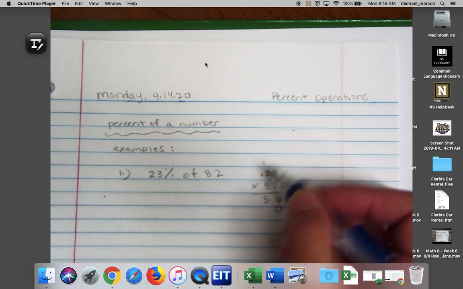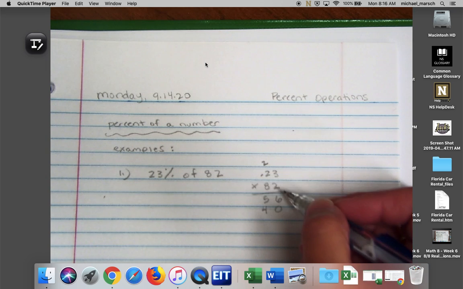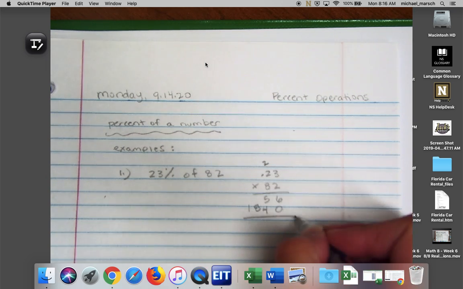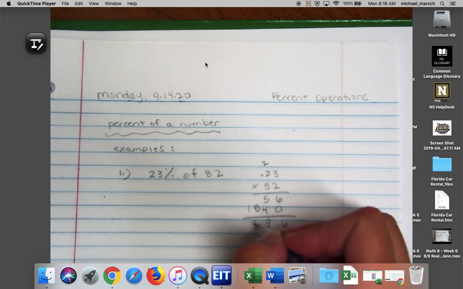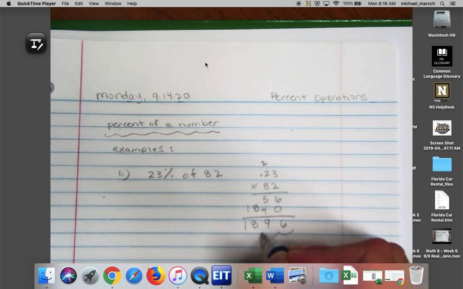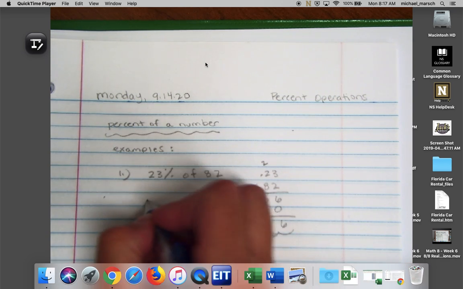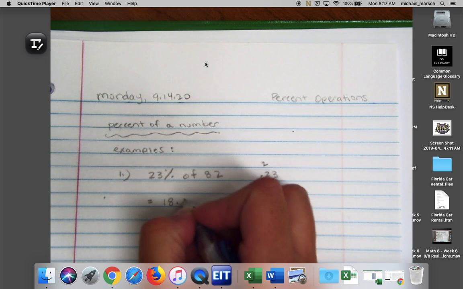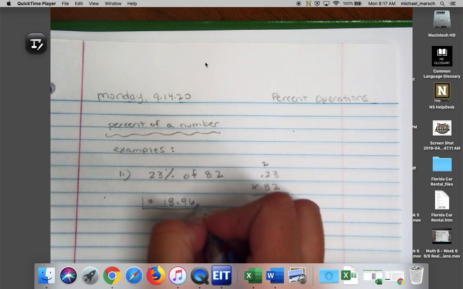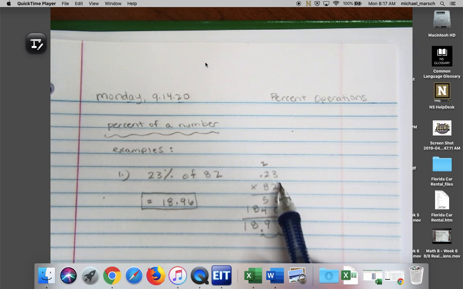Got my 0 placeholder. 8 times 3 is 24. Carry the 2. 8 times 2 is 16 plus 2, 18. So I've got 6, 9, 8, 1. And then I have two numbers behind the decimal here, so I need two decimals behind in the answer. So my answer is going to be 18.96. Right? So I simply turned this percent into a decimal, which I know you guys can do. You can all convert percents to decimals and then multiply times the number I'm taking that percent out of.